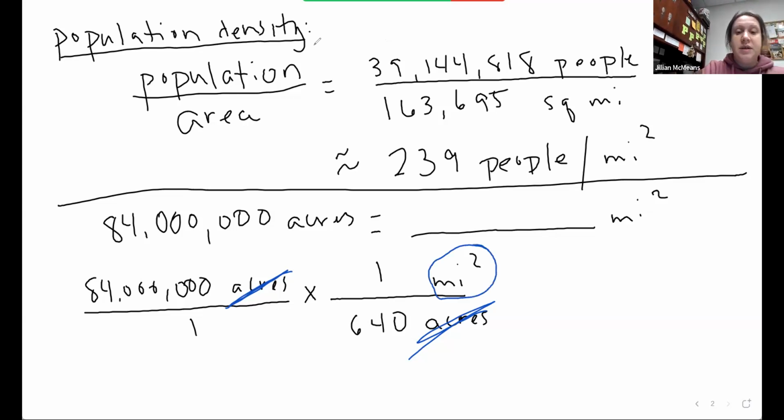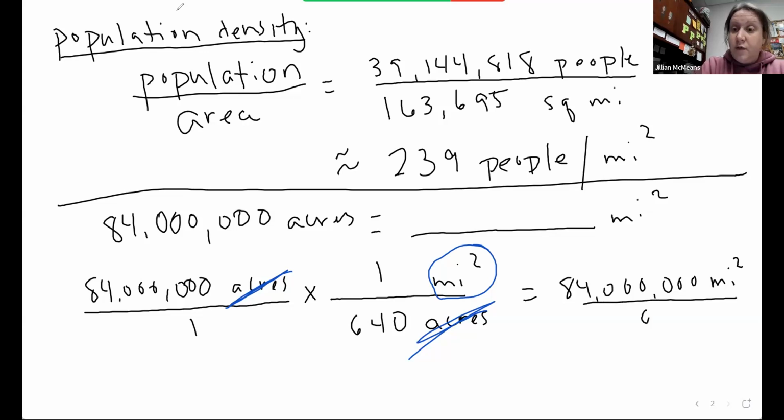Okay. So let's clean up a little bit. In the numerator, I get 84 million times 1. Bless it. This is getting worse and worse. I think it's because I've tried this video 3 times and my arm is tired. So we have 84 million square miles in the numerator. Good grief. I really am trying. And then in the denominator, we're going to get 1 times 640.